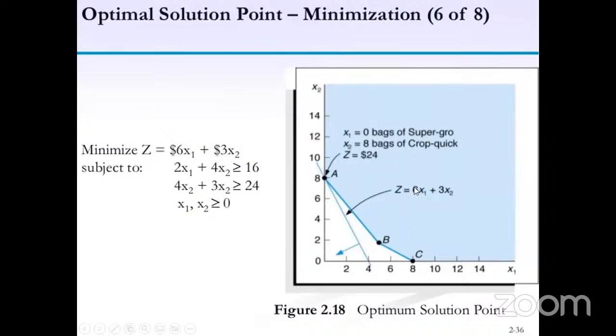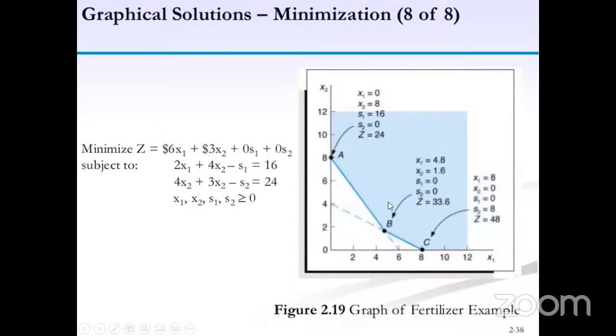If you substitute those points, A is 0, 8, x1 is 0, x2 is 8. Substitute in this one, x1 is 0, x2 is 8, and Z is 24. Similarly, for this B point, you can go through this to find it. So B point is x1 is 4.8, x2 is 1.8. If you substitute, the Z value is 33.6. And here, C point is 8, 0. Substitute 8, 0, you are getting 48.